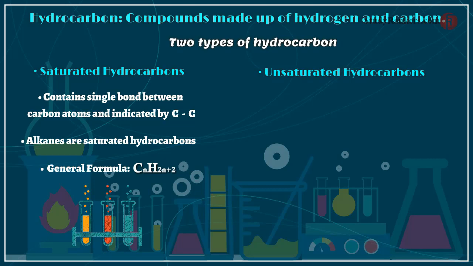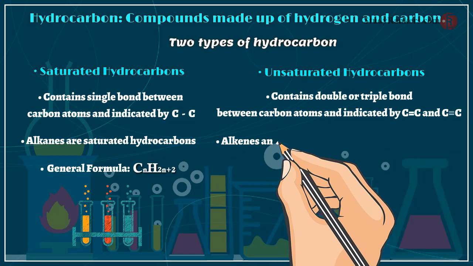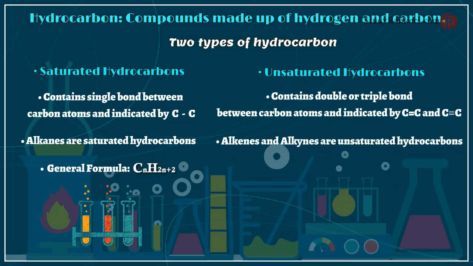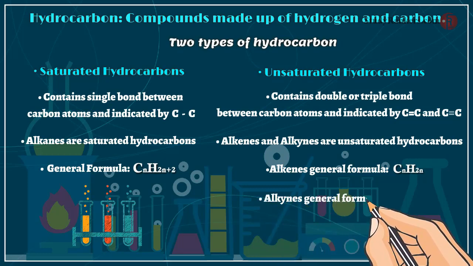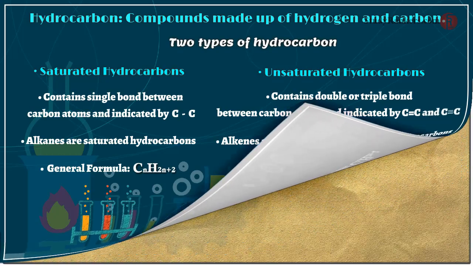Coming to unsaturated hydrocarbons. Unsaturated hydrocarbons are those which have at least one carbon-carbon double or triple bond. Alkenes and alkynes are unsaturated hydrocarbons. Alkenes are hydrocarbons having at least one carbon-carbon double bond. The general formula of alkene is CnH2n. The first alkene is ethene, C2H4. Alkynes are hydrocarbons having at least one carbon-carbon triple bond. The general formula of alkyne is CnH2n-2. The first alkyne is ethyne, C2H2.